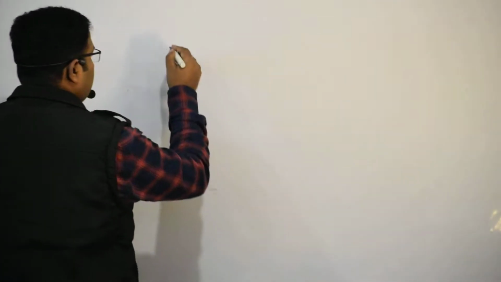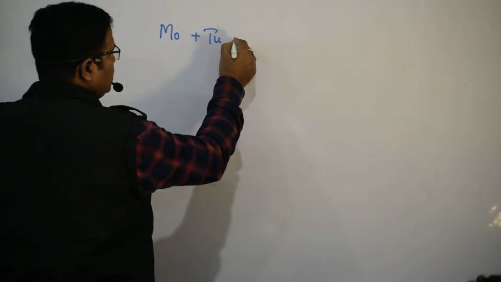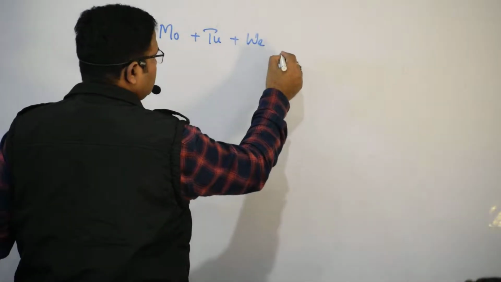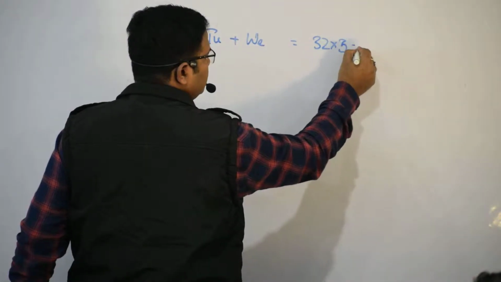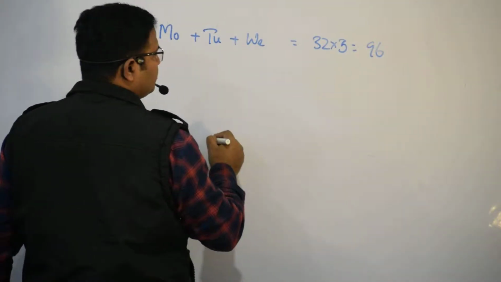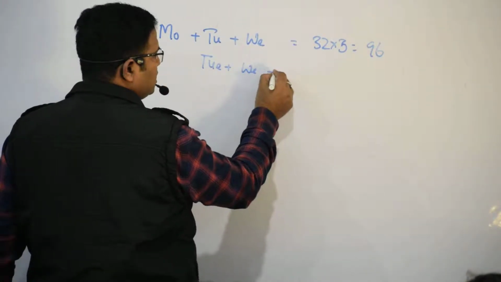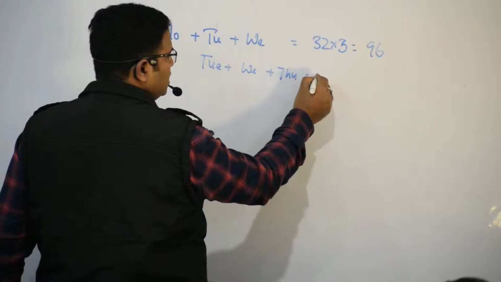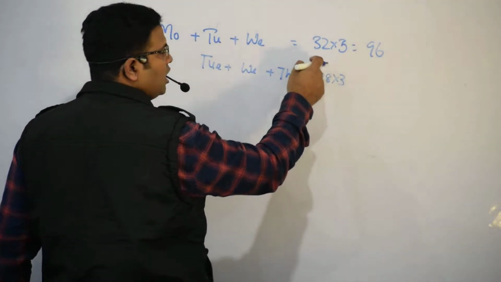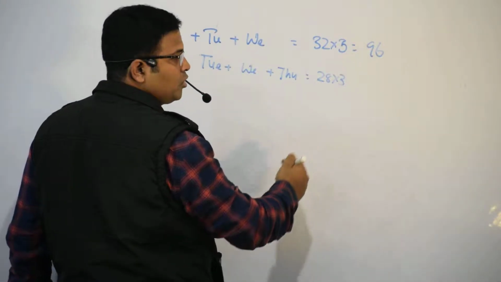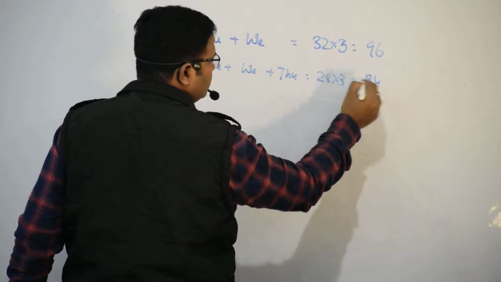I have said that average temperature of Monday, Tuesday, Wednesday is what? 32. So total temperature will be what? 96. And thereafter I said that Tuesday, Wednesday and Thursday is 28. So 28 into 3. Already aapko 4 ka difference dikh raha hai. So 3 bar mein 12 ka difference aayega hi aayega. So that is 28 into 3, 84.